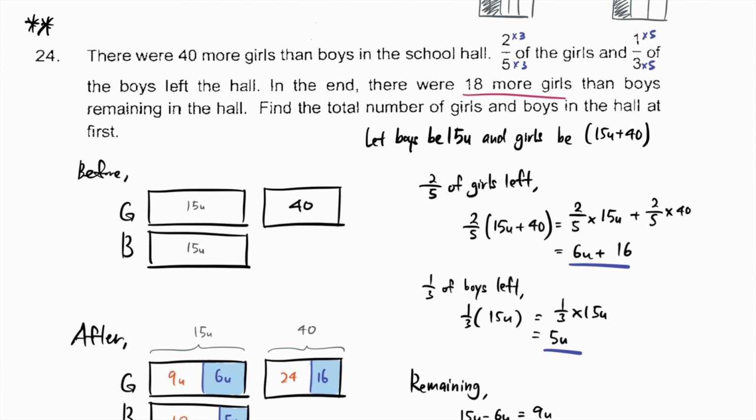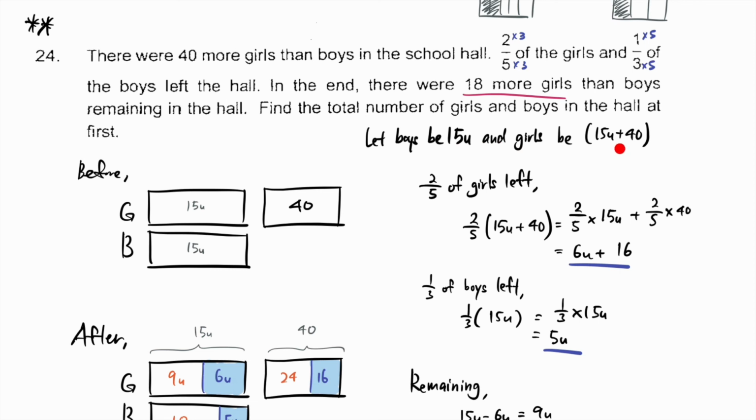So, the reason why we can do that is only because of this first line right here, which enables me to draw 2 equal blocks and an extra 40 up here for girls. Okay, that's the only reason why I can make the units the same, 15 units, because the length of the blocks is the same. So let the boys be 15U and the girls be 40 more, 15U plus 40.